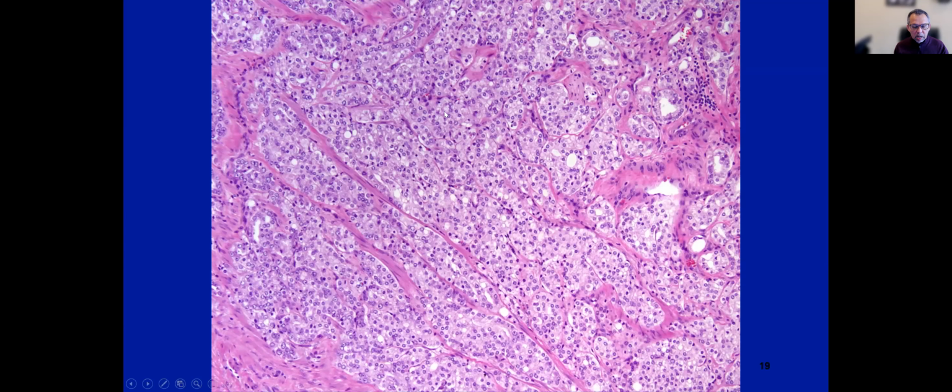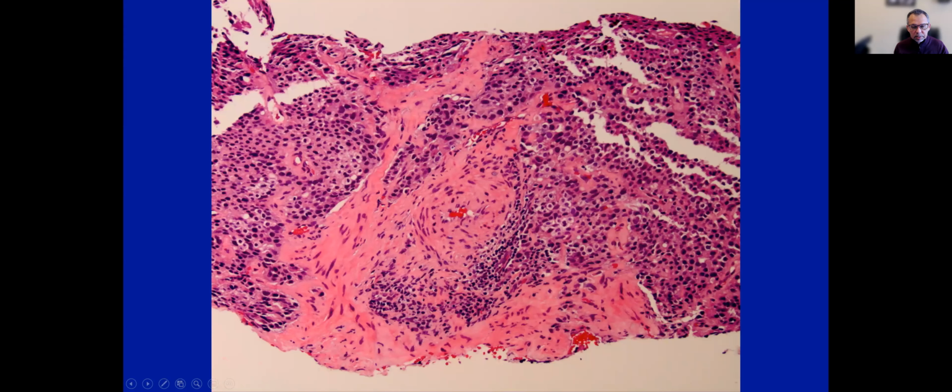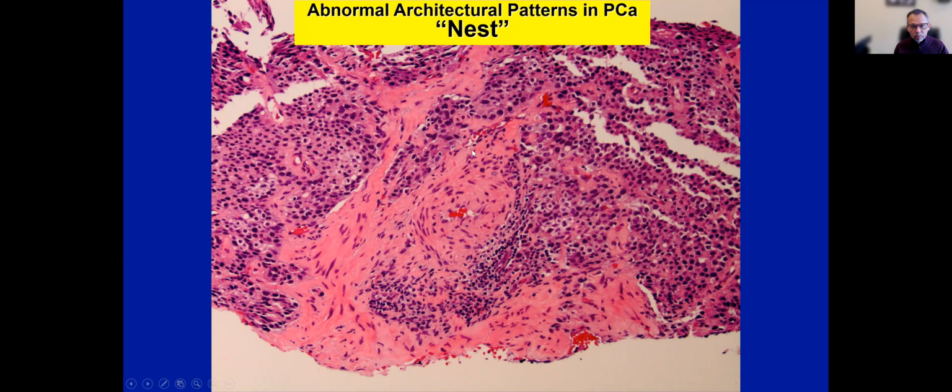There are certain other architectural patterns which are also characteristic of high-grade pattern. When you see this kind of confluent, ragged, infiltrative fused glands, that is pretty characteristic of Gleason pattern 4 prostate cancer. When you see atypical cells growing as single cells, files, cords, or nests, as seen here in this example, that is also pretty characteristic of Gleason pattern 5 prostate cancer.